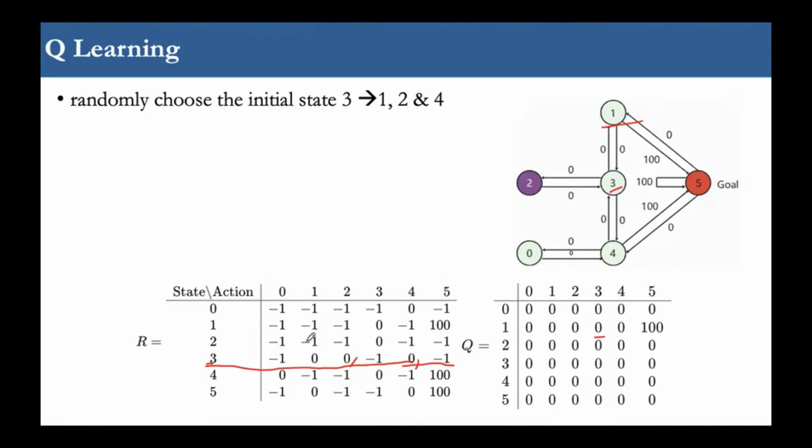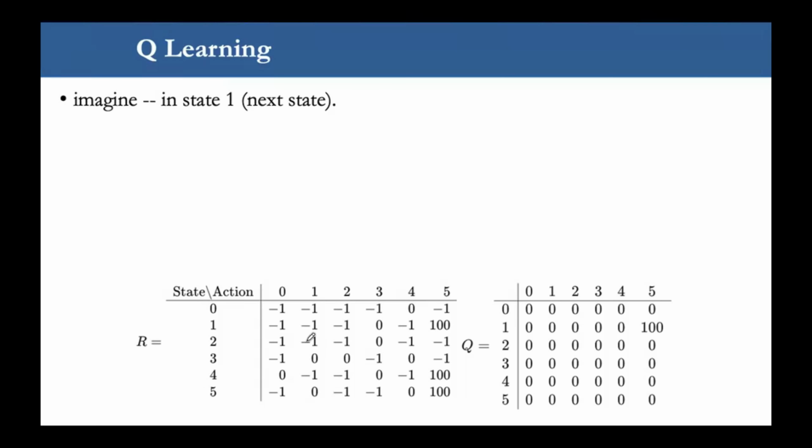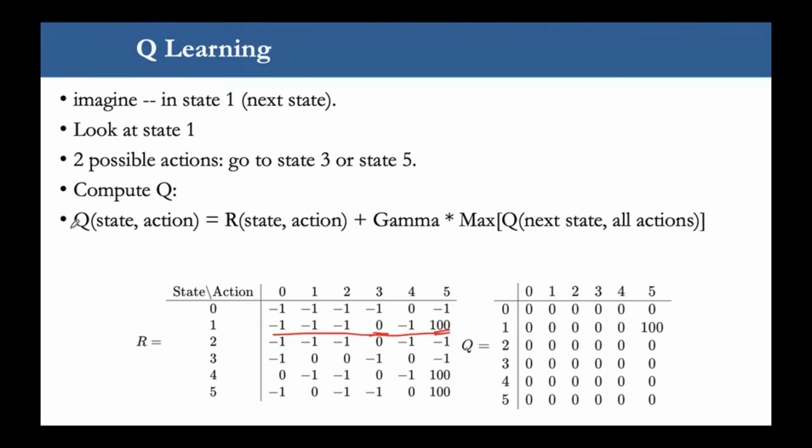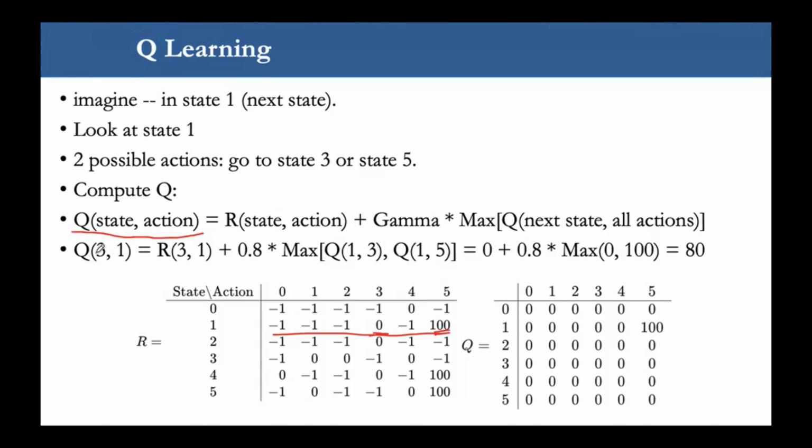Consider we are in state 1 and look into the state 1. So when we look at the state 1, there are two possible states. One is 3 and 5. Already we have seen 5. Now we need to compute Q. So when we compute Q, we'll use the same formula, and now we'll get Q of 3 comma 1. So what is it for 3, 1?